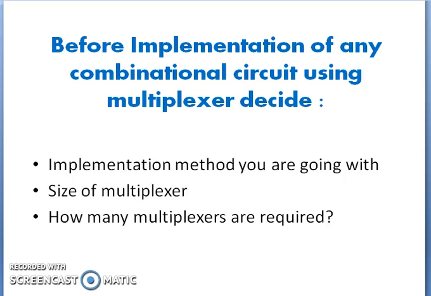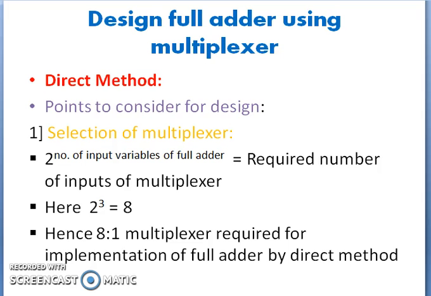Before implementation of any combinational circuit using multiplexer, we have to consider a few points. That is, which method we are going to use for implementation, what would be the size of the multiplexer, and how many multiplexers are required. All these things will be clear if you know the truth table of that particular combinational circuit. Here we are going to use a direct method for implementation, which is the simplest method.